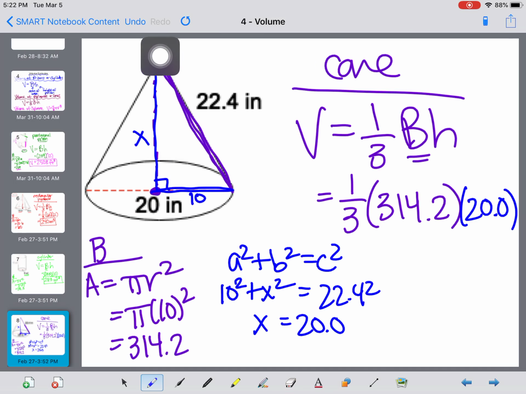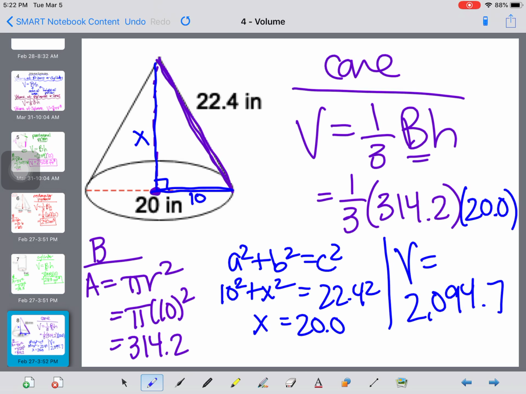When we plug this in then, 20 times 314.2 times 1/3, or just divide by 3. Your total volume is equal to 2,094.7, if we round to the nearest tenth, inches cubed.